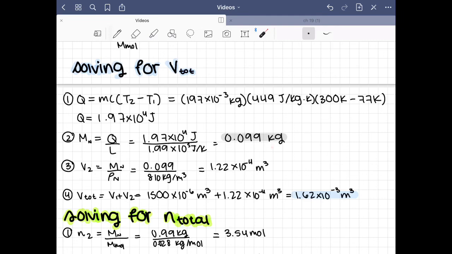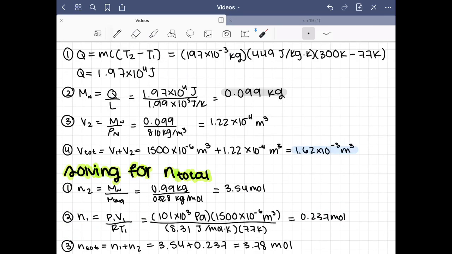And so if I divide the mass of nitrogen by the density, I'm going to get 1.22 times 10 to the negative 4 meters cubed, and then I can add the initial and the added volume to find the total volume, and I'm going to get that it's 1.62 times 10 to the negative 3 meters cubed. So now I can solve for moles. The number of moles is going to be the mass of nitrogen divided by the molar mass, which is going to give me 3.54 moles.